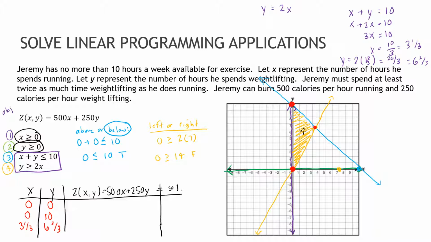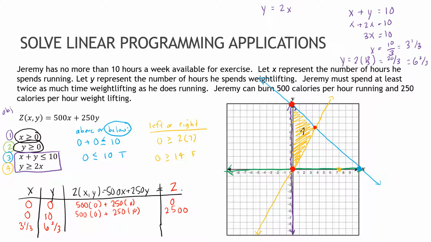So what am I going to do now? Now I'm going to take a look at plugging in 500 times 0, which is x, plus 250 times 0, which is y, to get a solution, or a z. We'll just put z up here. Z is 0, because 0 plus 0 is 0. Then I have 500 times 0 plus 250 times 10, which would be 250 times 10, or 2500.